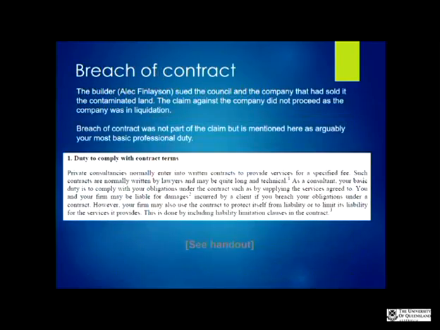So what he did was he sued the council, and he sued the company that had sold the contaminated land to him. He was unsuccessful in his action against the company because they had gone into liquidation. Because, of course, normally you would go after the company that had profited from selling you the land. So he couldn't do that because they'd gone into liquidation. So he continued his action against the council. And he was successful.